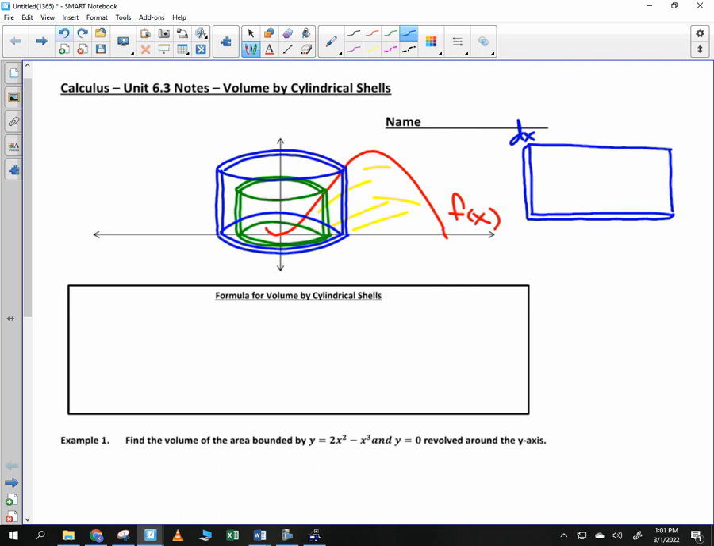All right. The original rectangle that you drew, look at the original rectangle that you drew. It had thickness of dx, right? That means that this has thickness of dx as well. Okay, so rectangle, I'd like to know the height and I'd like to know the length. What determines the height of the rectangle? The function, yeah.